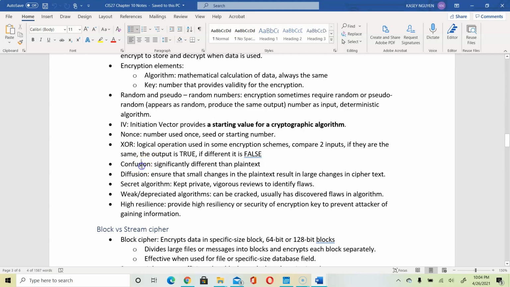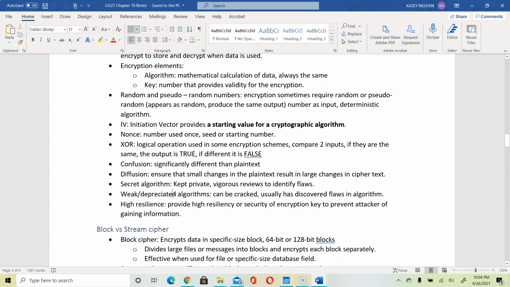What is the level of confusion? And then diffusion ensures that small changes in the plain text result in large changes in the ciphertext. So you also want to look at the diffusion factor for that encryption.